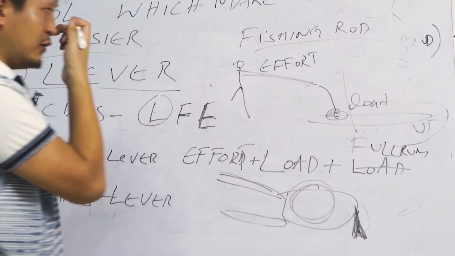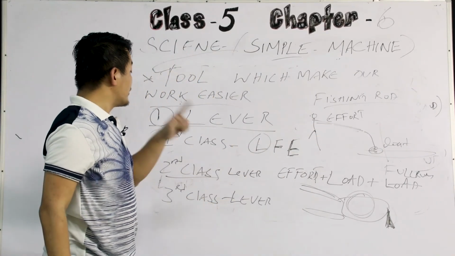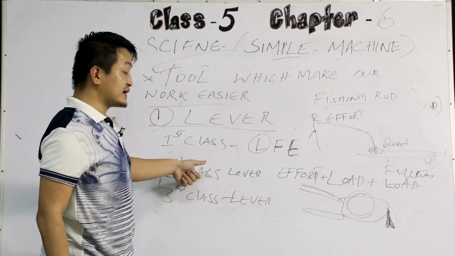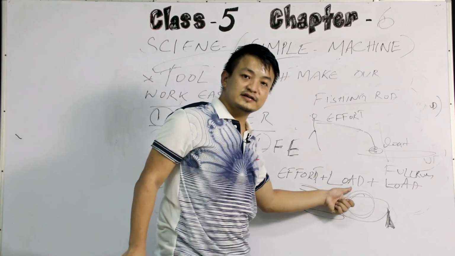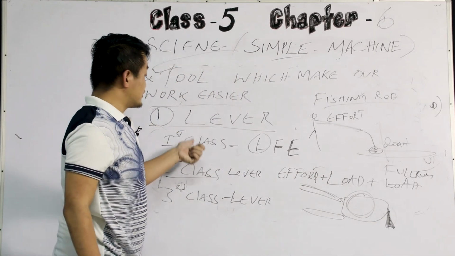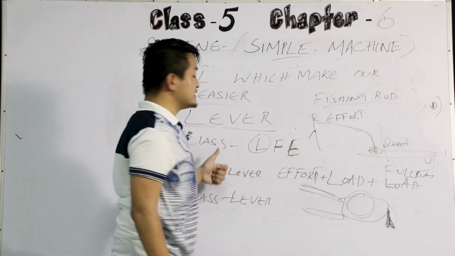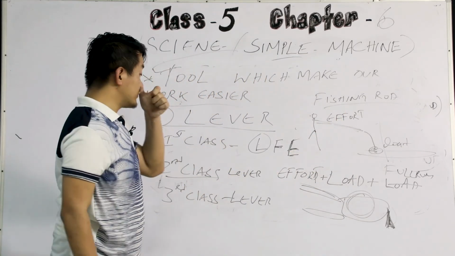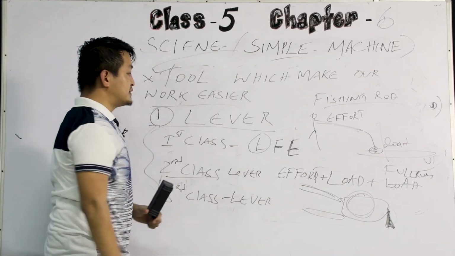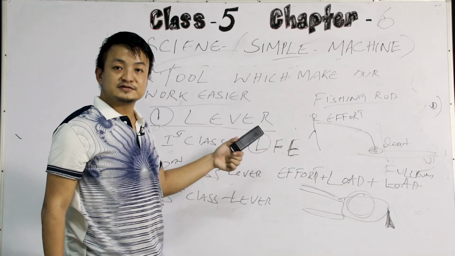Clear? So now, when the effort is in the center, that is the third class. In second class, the load is in the center. And for the first class, the fulcrum, that is the point of support, is in the center. Clear? So that is the only difference between this type of lever. So you should know the examples as well.